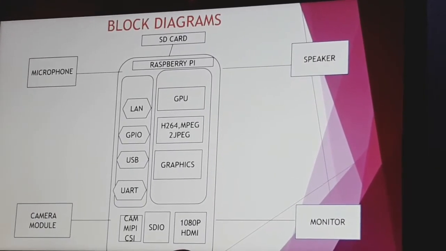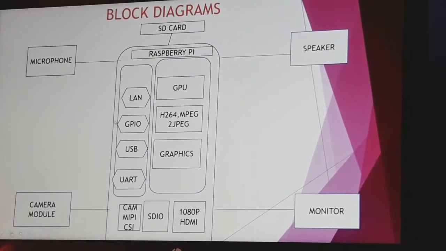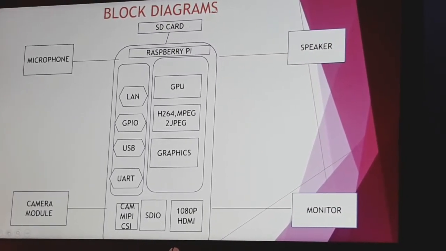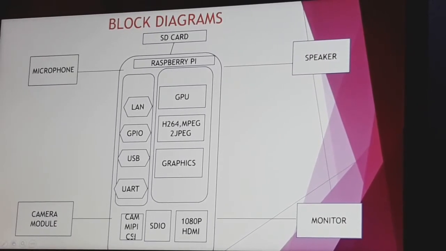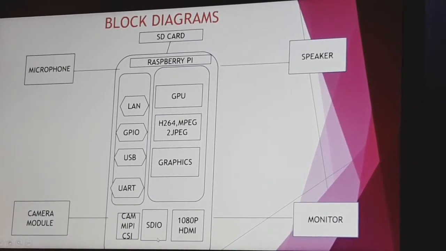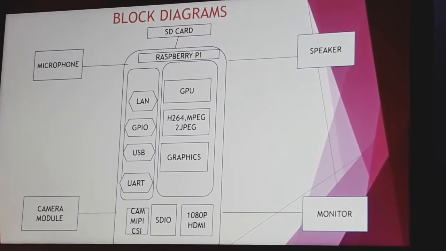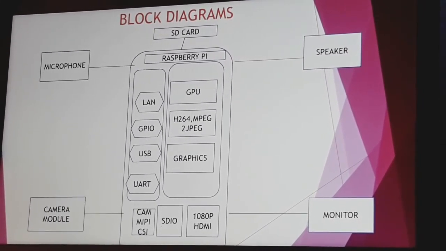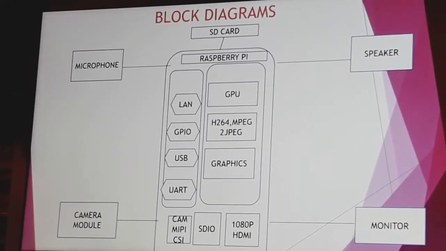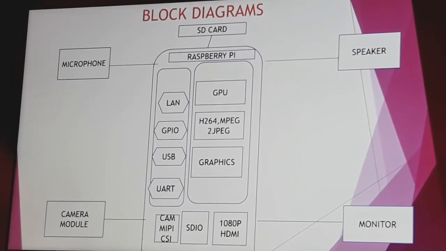Now let's move on to the next topic, that is the block diagram. In the block diagram we can see a microphone, speaker, SD card, the Raspberry Pi, camera module, and monitor. And what do you mean by CSI? CSI is a camera serial interface connector designed by MIPI. MIPI is the Mobile Industry Processor Interface, aimed at digital cameras with mobile processors.